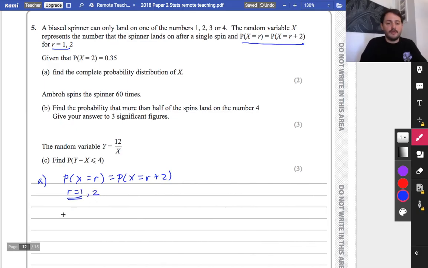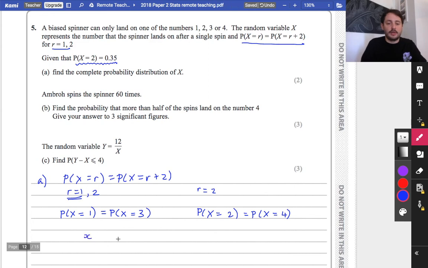So let's start off. If r is equal to 1, the probability that x is equal to 1 is equal to the probability that x is equal to 3. Okay, that's great. It's now just saying the chances it lands on 1 and 3 is the same. Now, if r is equal to 2, we get the probability that x is equal to 2 is equal to the probability that x is equal to 4. Okay, so the probability of 2 and 4 are the same. They've told us the probability of getting a 2 on this spinner is 0.35.